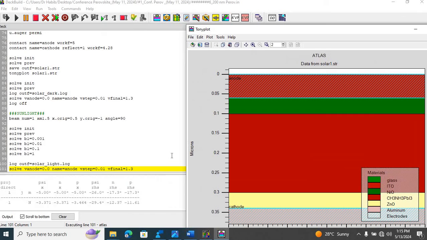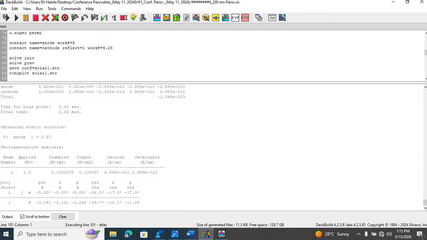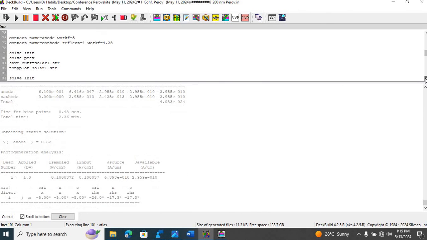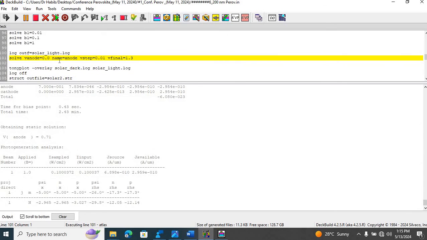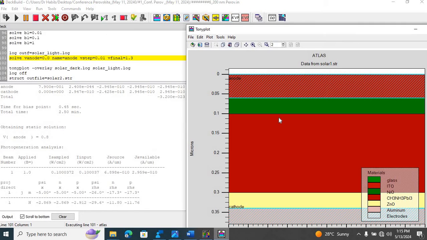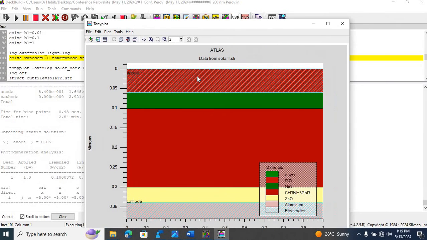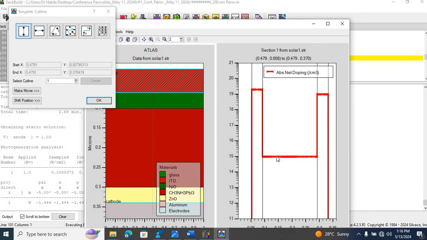Similarly, let me check the progress of the code so far as well. Right now it's running the sweep from 0 to 1.3 volts under light conditions. For the structure under thermal equilibrium, we can also look at some other parameters by drawing a cut line.